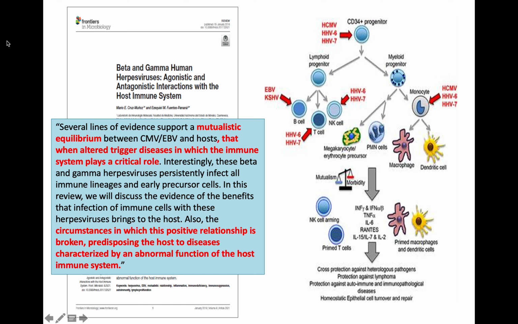Okay, this slide here is again talking a little more about the Epstein-Barr virus and its cousin CMV. They're both very closely related. And what they say is that more times than not, these viruses do infect lymphs, but they can also infect other cells. And most of the time, it's in equilibrium.